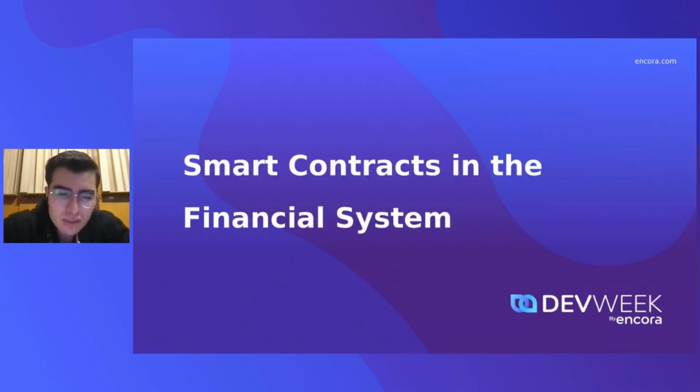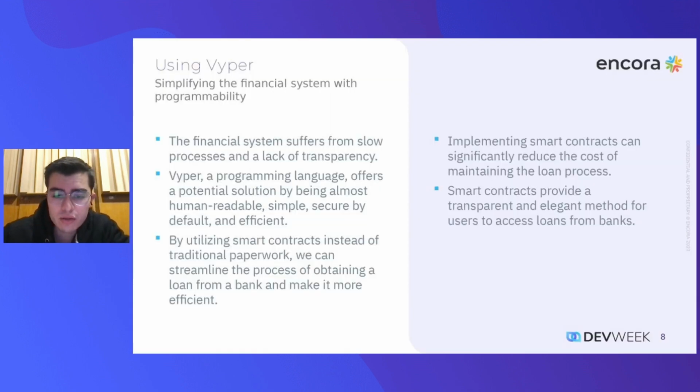Okay, I'm going to dive into the concept of smart contracts in the financial system. Maybe if you have tried to get a loan or a credit card before, you may have encountered that it is a really tedious process. So what I'm proposing here is using Vyper to simplify everything, right? You can write your contract as a smart contract instead of traditional paperwork to make processes automatic and transparent, right?